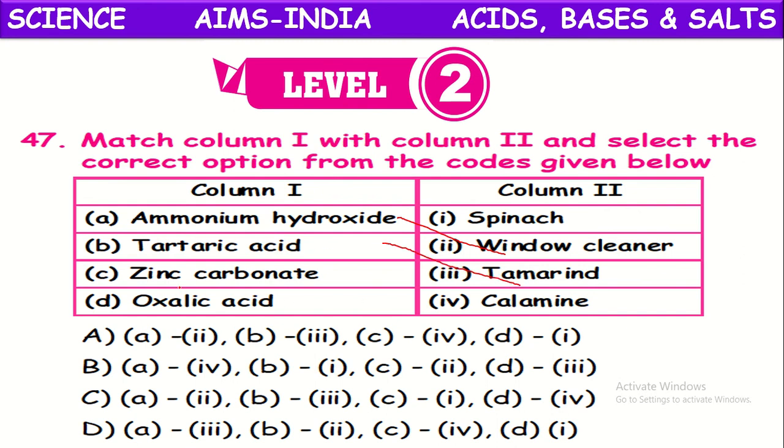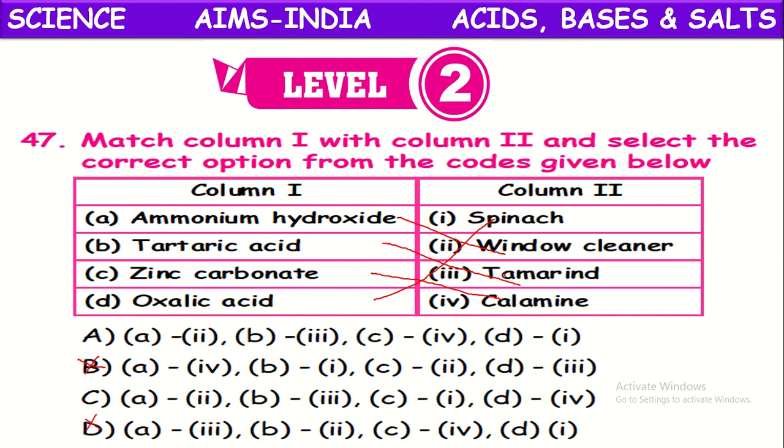Zinc carbonate is ZnCO3. It is commonly called calamine. And oxalic acid is present in tomatoes and spinach. This is a correct matching. See where it is mentioned. A should be connected with 2. So we can remove these two now.